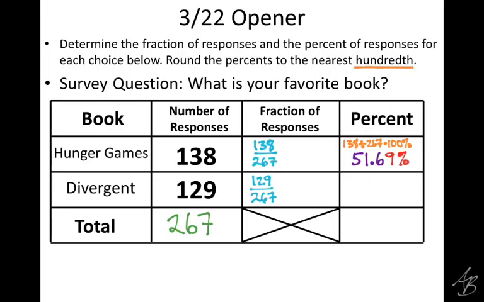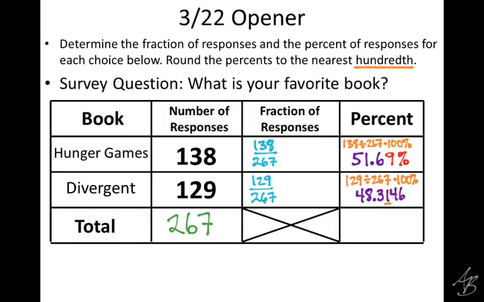All right, the other one. We're going to do the same thing except with the 129 over 267. So we have 129 divided by 267 times 100%. And that's going to give us 48.3146. Okay, and again, all we really care about is what's going on in the hundredths and then beyond. Since the number after the 1 is a 4, what are we going to do? It stays the same, right?